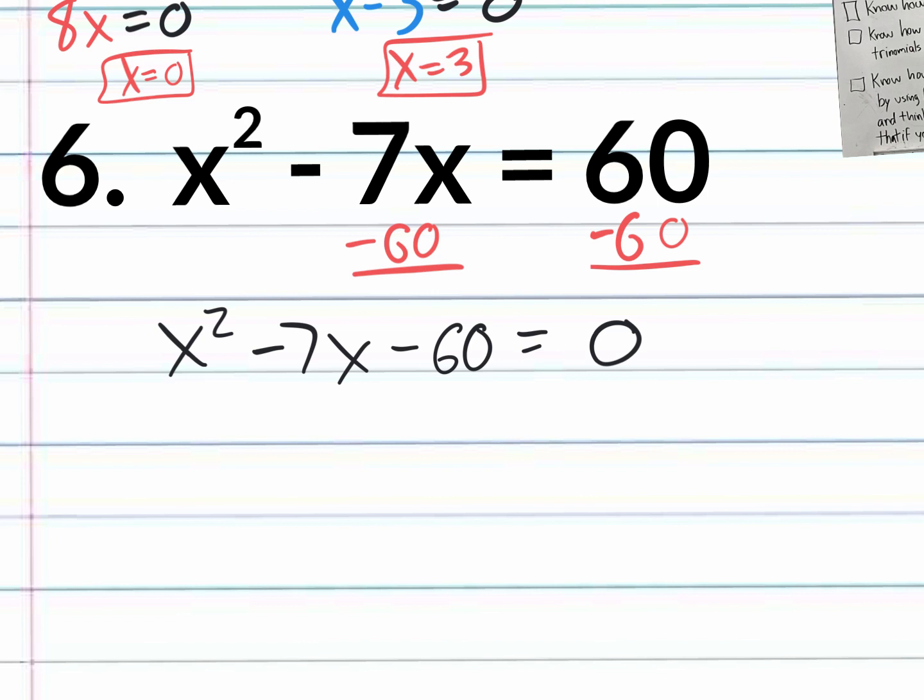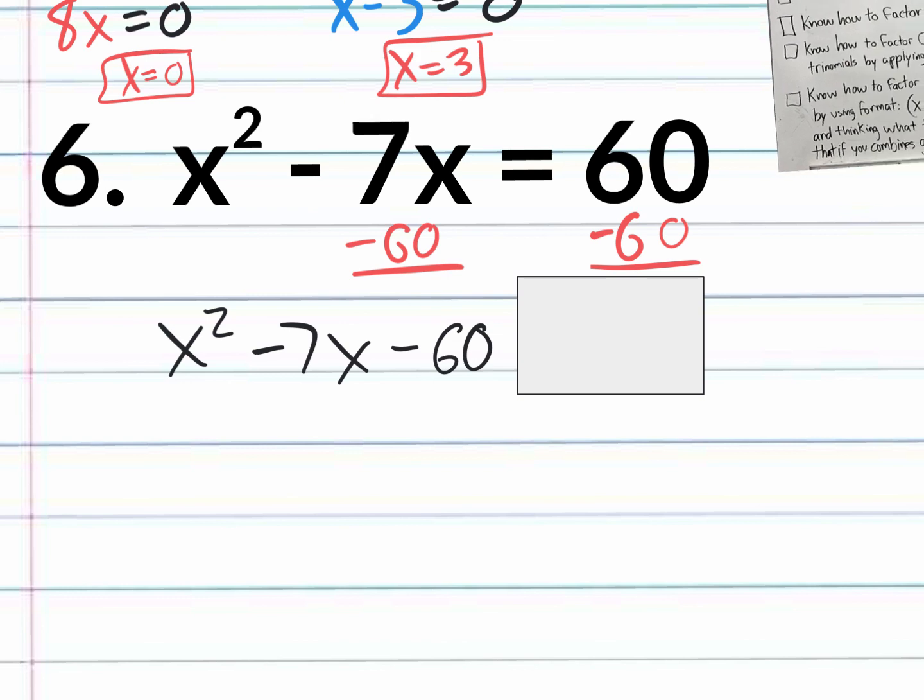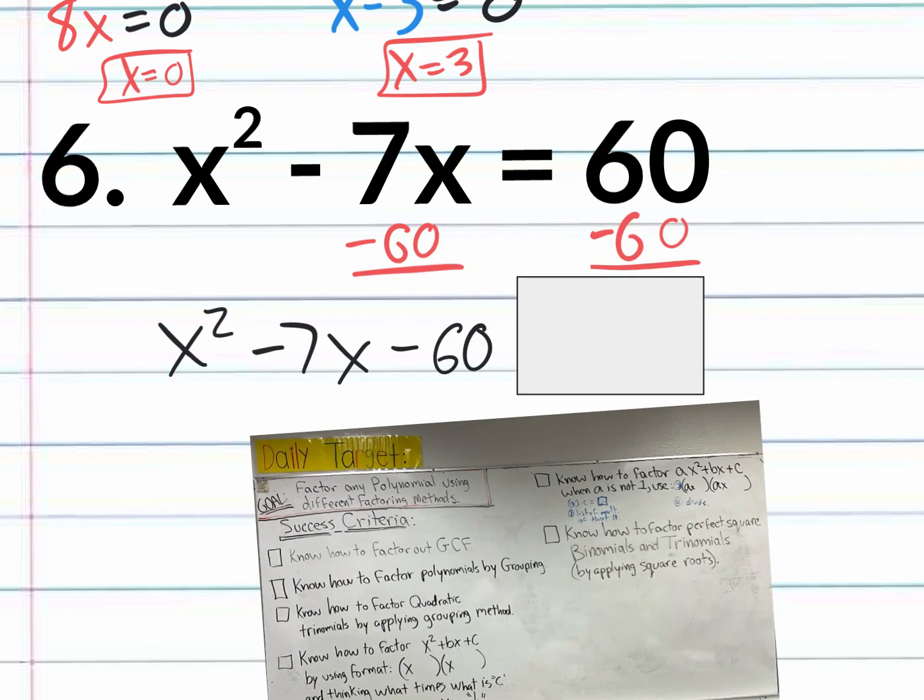You can't pull out a GCF, but how do we solve, or how do we factor quadratic trinomials? Again, we're going to pretend that this equals 0 is not there, and I want to factor this guy right here. So how do we factor quadratic trinomials that don't have a number in front? Well, if you totally forgot, look at the board. Let me bring it up.